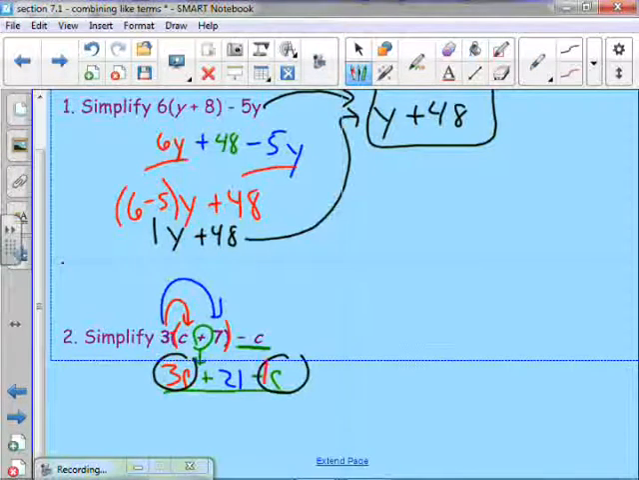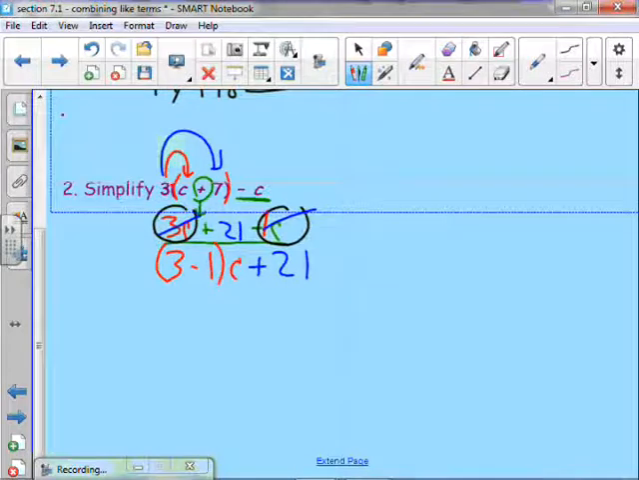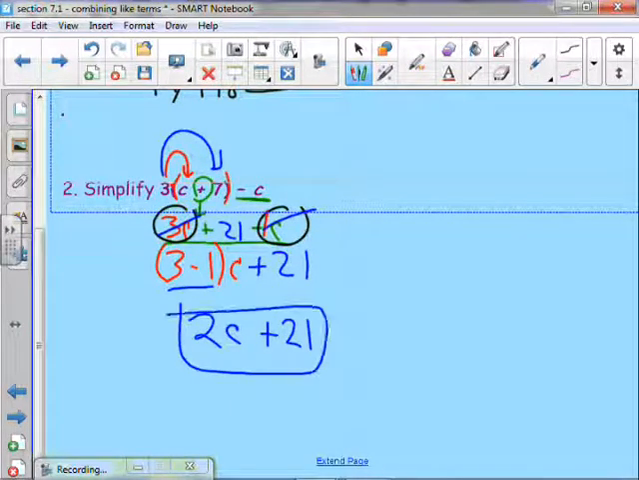And how many c's were there at the end here? It was minus 1c because there was no number here. I know it's a 1, a minus 1 in this case. So I have 3, take away 1, times c. That takes care of this one and that one. And then plus 21. I'm just about done. I know that 3 minus 1 gives me 2, so I have 2c plus 21. There are no like terms left, so that is the simplest my expression can get.